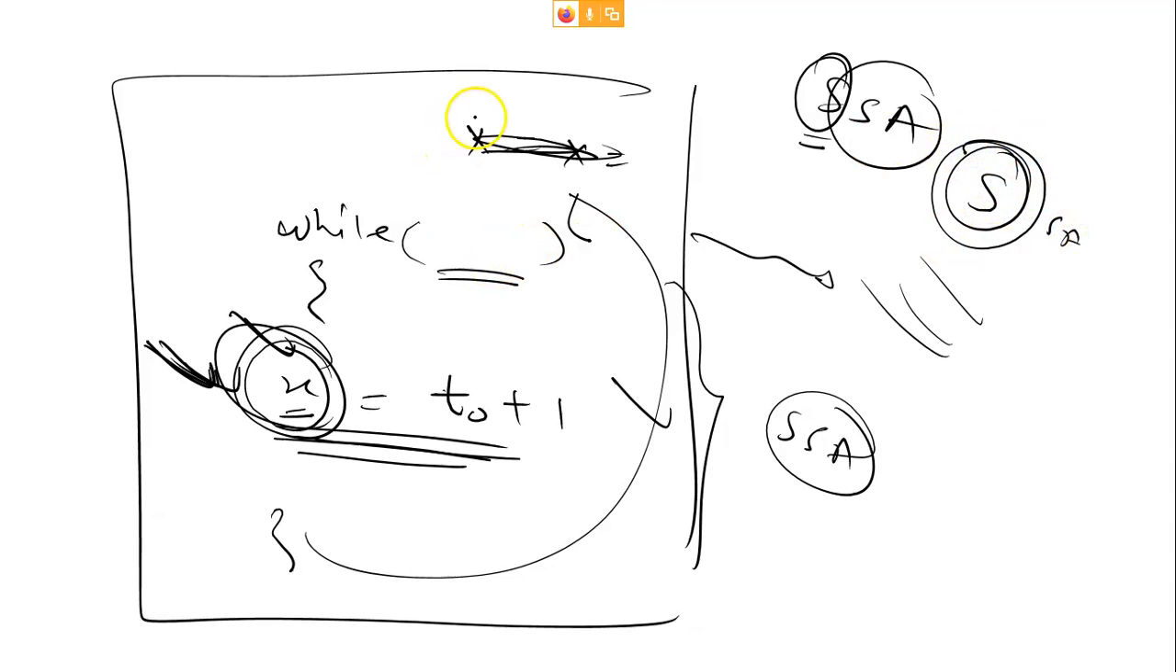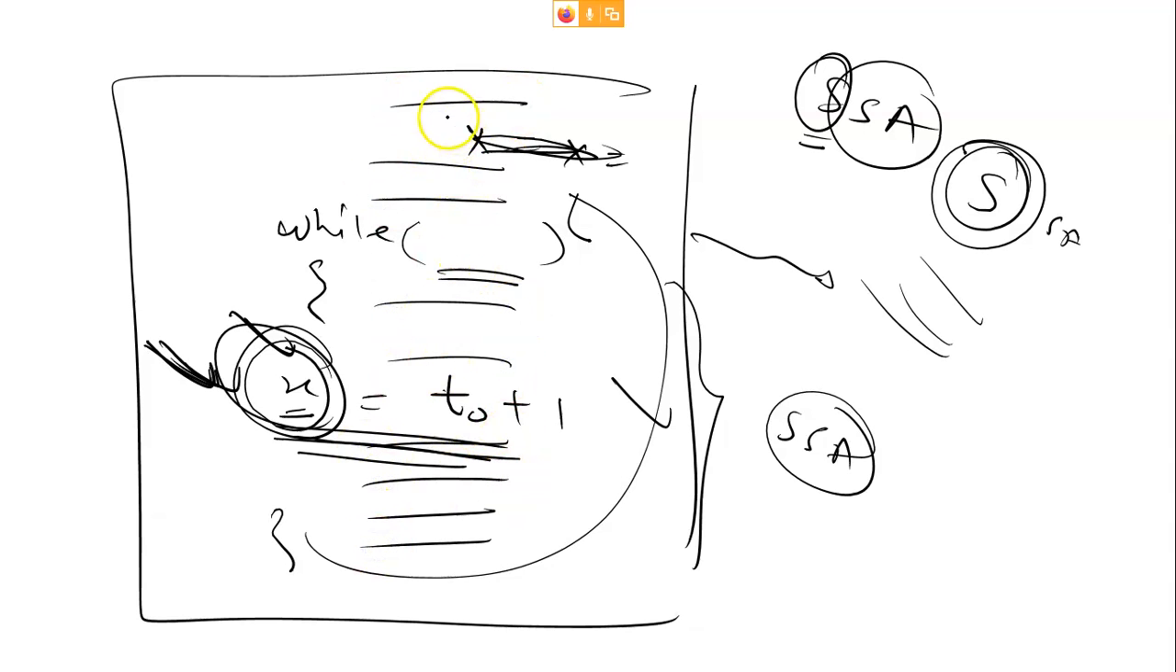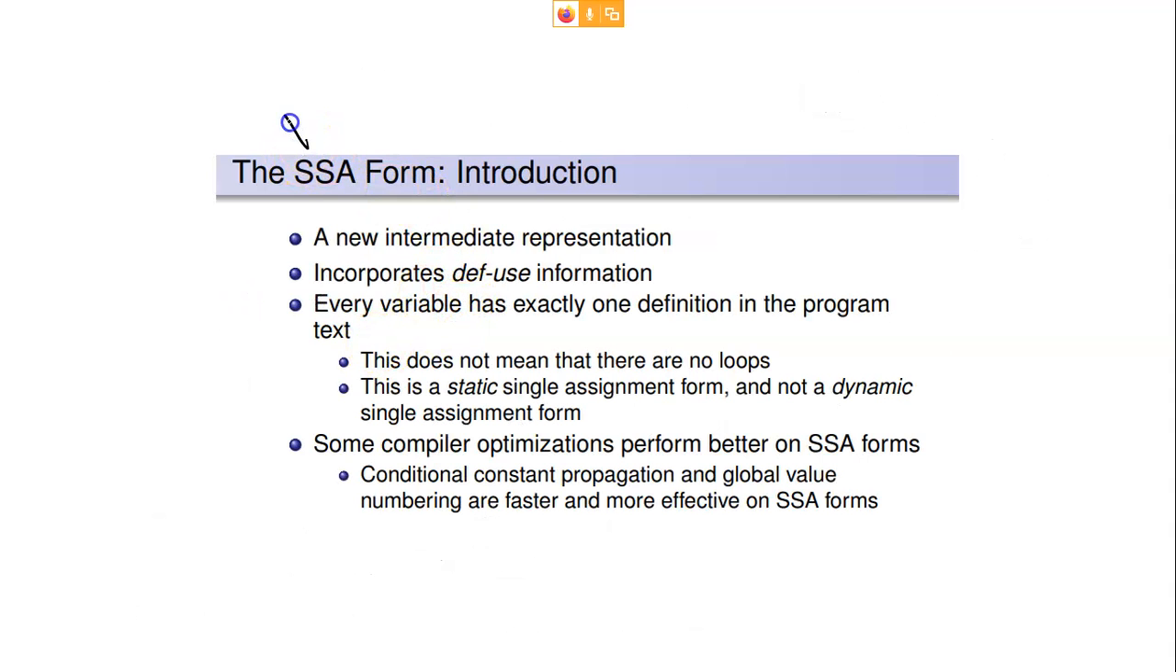Static means on the program text, when you read the program text and do not run it, just look at the program text. In that program text, you should not have multiple assignments to the variable x. This is the idea. That's why it is called static. So this static word comes from there. Every variable has exactly one definition. This does not mean that you cannot have loops. You can definitely have loops. That's why this is called static single assignment, not dynamic single assignment.